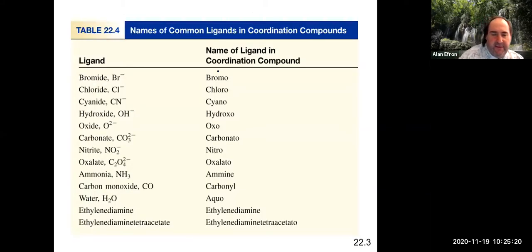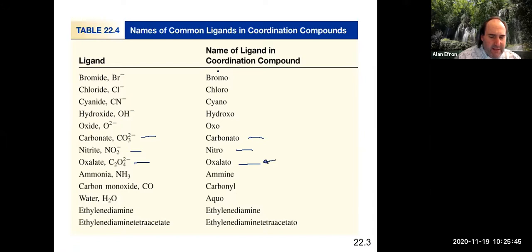Here's another table, and you should have similar tables in your book, or you can refer to these, obviously. Some of the names we saw here, some other ones are fun, I suppose. Carbonate is carbonato, nitrite is nitro, oxalate is oxalato. I feel like you're ordering a drink at Starbucks or something like that. So some of these guys have some interesting names.